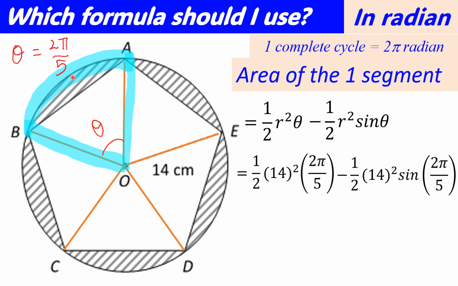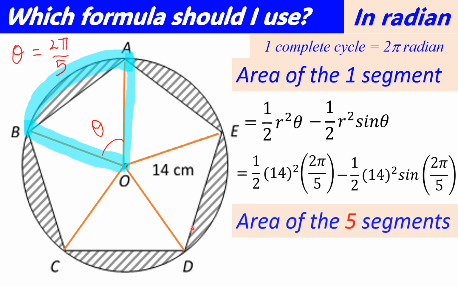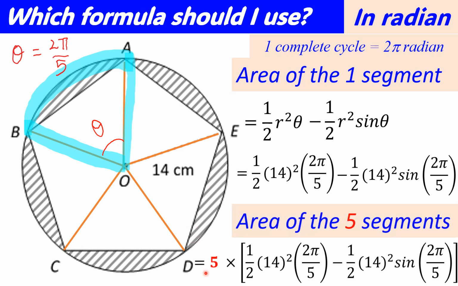In total, we will see that there are 5 segments. We count 1, 2, 3, 4, 5. So to find the total area of these 5 segments, all I need to do is take 5 times the value that I've gotten from the earlier part. With this, it is easily done.